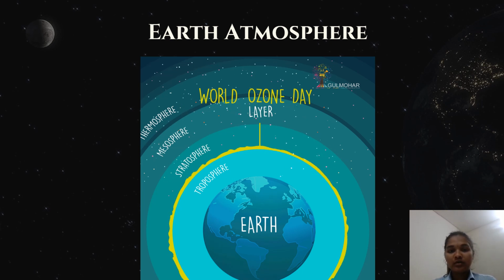We are seeing here the layers of the atmosphere, which are differentiated by the distance of each layer with respect to Earth. We can see here the troposphere, stratosphere, mesosphere and thermosphere, and in between the stratosphere and troposphere the ozone layer is present, which is very useful to us, because of that we are not getting harmful rays on the Earth.